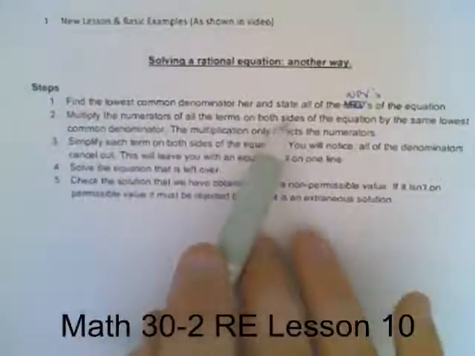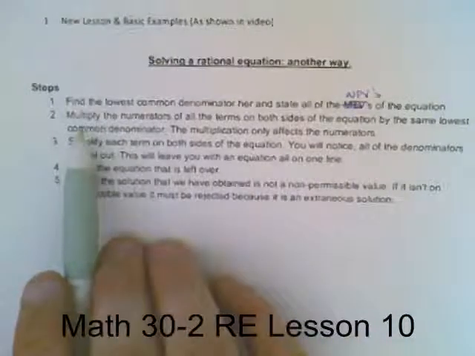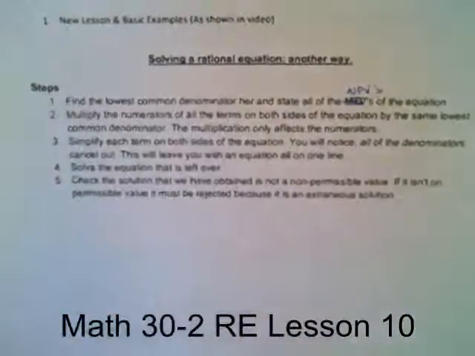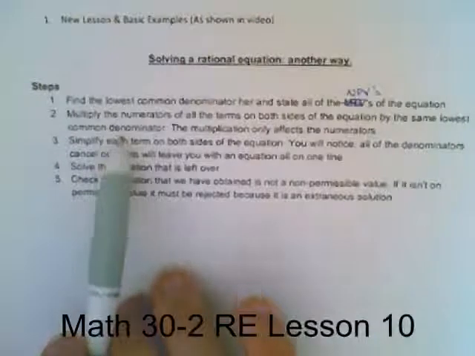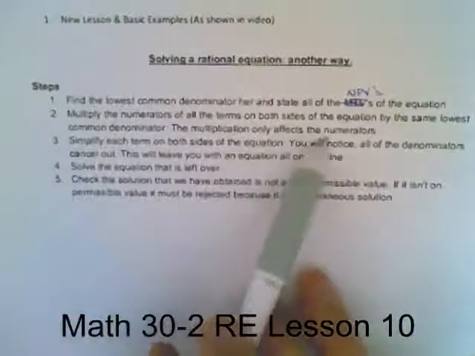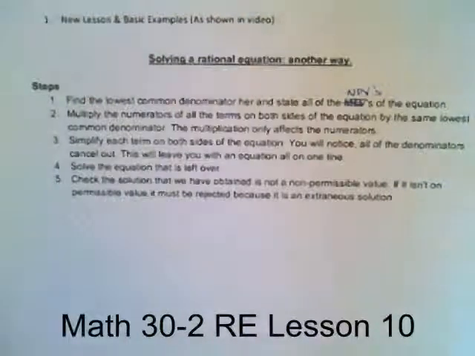Find the lowest common denominator and state all the NPVs. Same first step. Once I find the lowest common denominator though, step 2 is a little different. Step 2 in this method is multiply the numerators of all the terms on both sides of the equation by the lowest common denominator. Keep in mind that the multiplication is only affecting the numerators. You're allowed to do this because if you do the same thing on each side of the equals, whatever you do to one side, you have to do to the other.